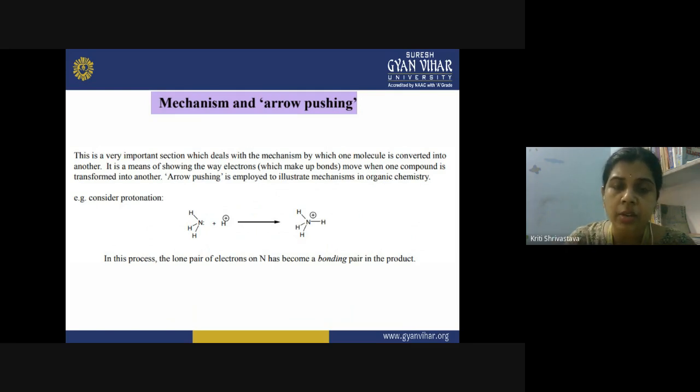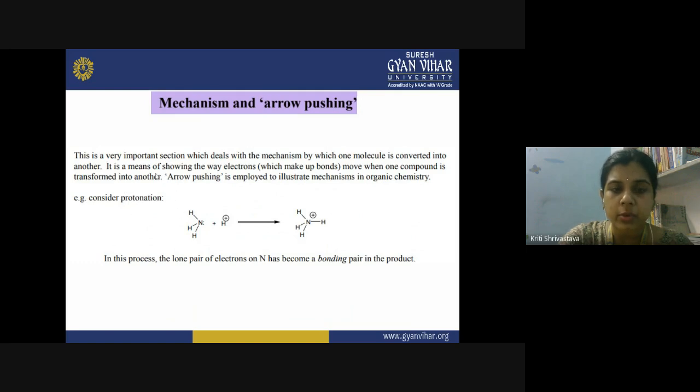When we are talking about the mechanism by which one molecule is converted into another, you have to show the movement of electrons. Some movement of electrons takes place from one place to another, and that is how one molecule is transformed into the other. It is a means of showing the way electrons involved in a bond move when one compound is transformed into another. That is shown by arrow pushing, which is employed to illustrate the mechanisms in organic chemistry. So consider a very simple protonation reaction.